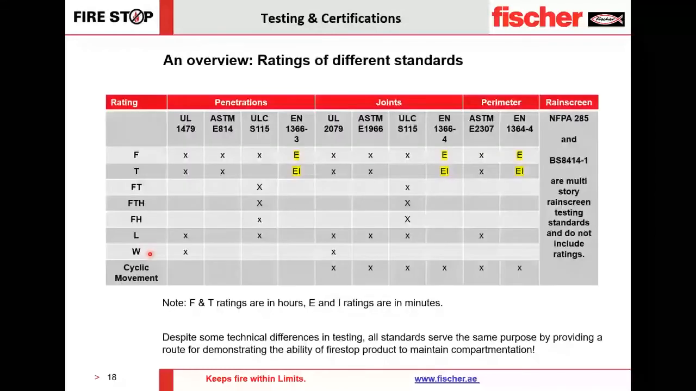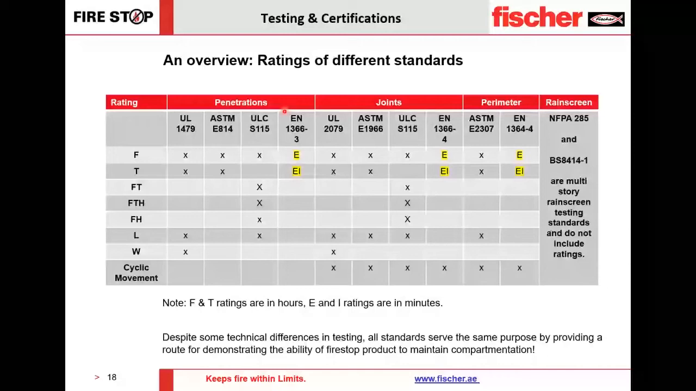Here in this table, you can see an overview of different testing standards relevant to firestopping. Despite some technical differences in testing, for example, the hose stream test, as explained previously, all test standards serve the same purpose by providing a route for demonstrating the ability of firestopping products to maintain compartmentation. For penetration seals, as you can see on the left side, UL 1479 and ASTM E814, which are equivalent tests, achieve the F&T rating, which is expressed in hours.